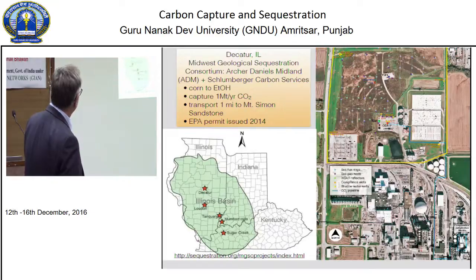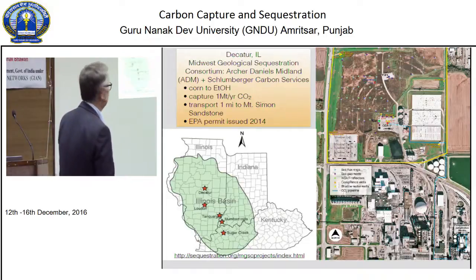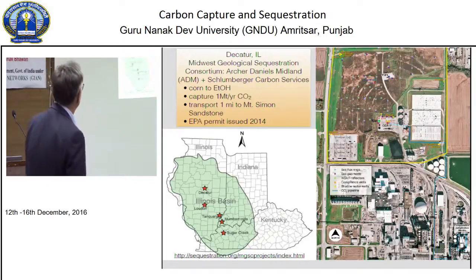Here's a little picture of the United States, in Illinois, Indiana, Kentucky, where they take corn and convert it to ethanol. The ethanol market in the United States is driven artificially high by its inclusion in transportation fuels. They capture a megaton per year of CO2. They transport it to a sandstone formation, and they're pumping CO2 underground. So BECCS can happen. It works.